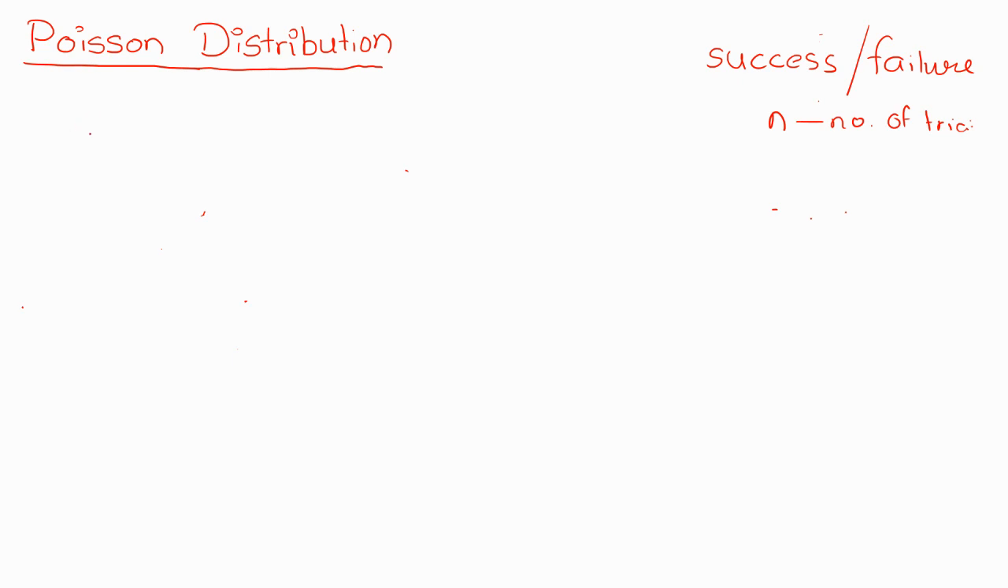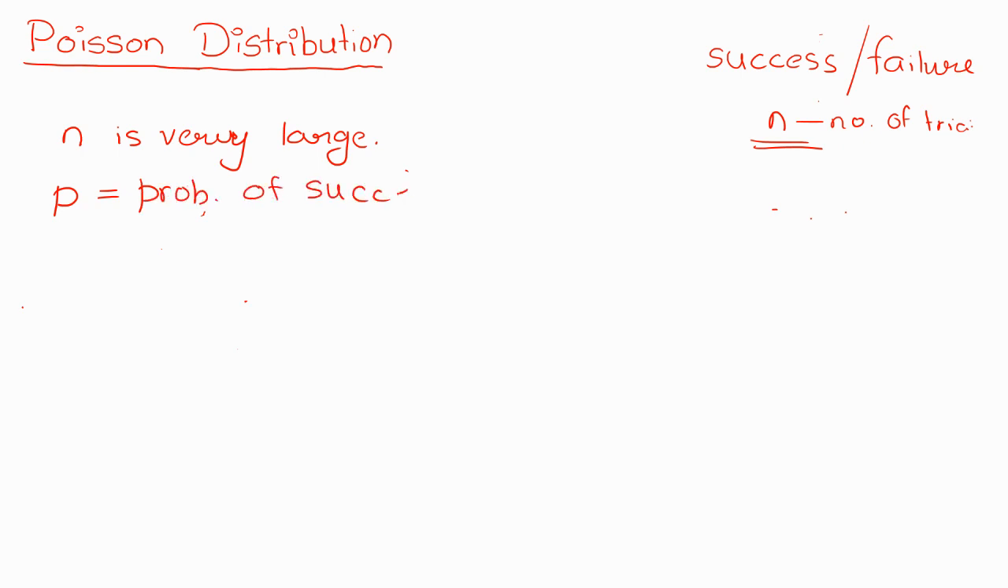In this case, the only difference we have is in the formula, as well as some assumptions: that n, the number of trials, is very large, and my small p, that is my probability of success, is very low. That is, these are rare events.